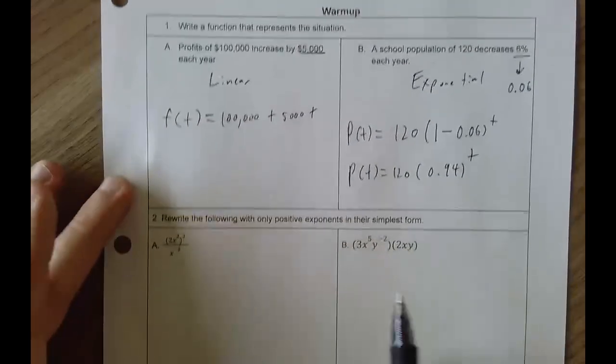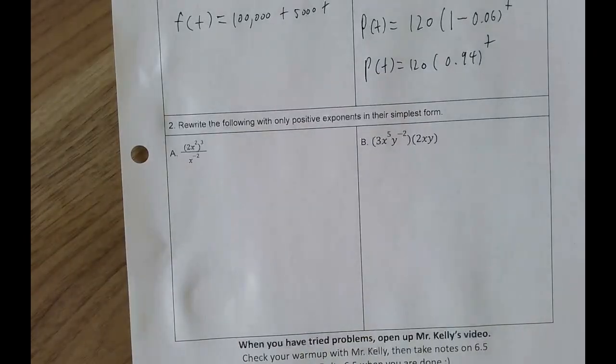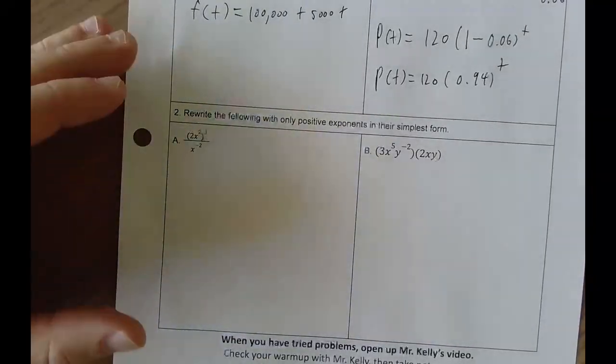Okay, all right. Now this is some review here. Rewrite the following with only positive exponents in their simplest form. So this is what we did in the first half of the unit. I'm bringing this back because the unit test is coming up, guys. We have 6.5 today, but next class is a review, and then the class after is your test. So I'm getting you kind of prepped for that.